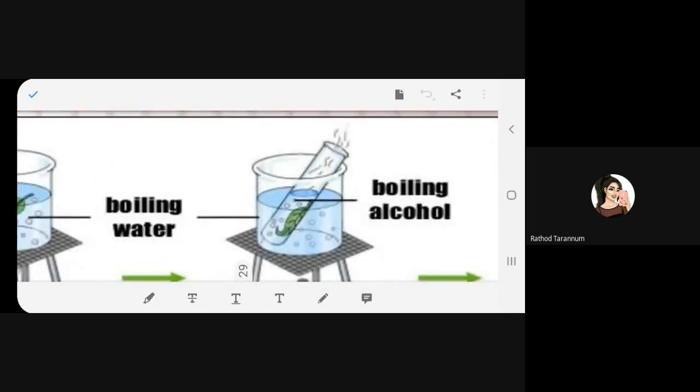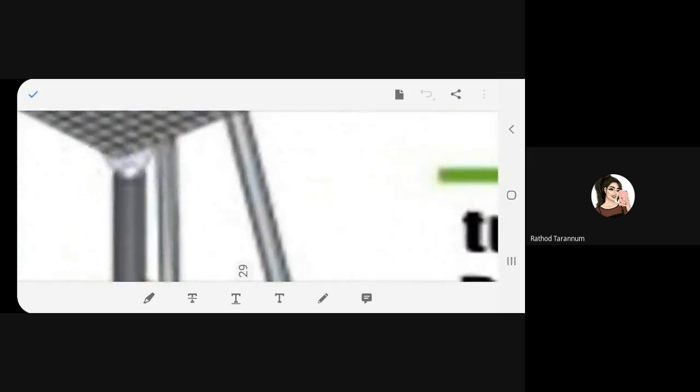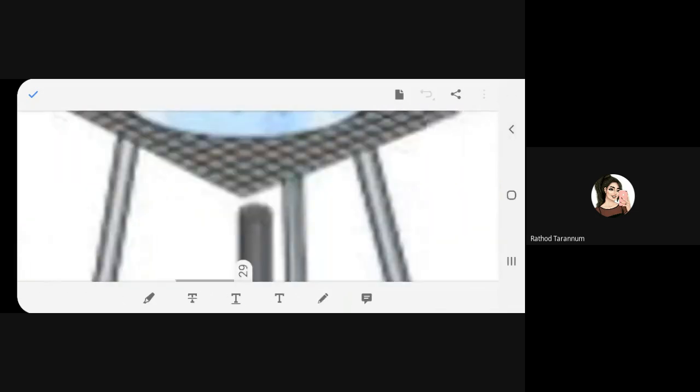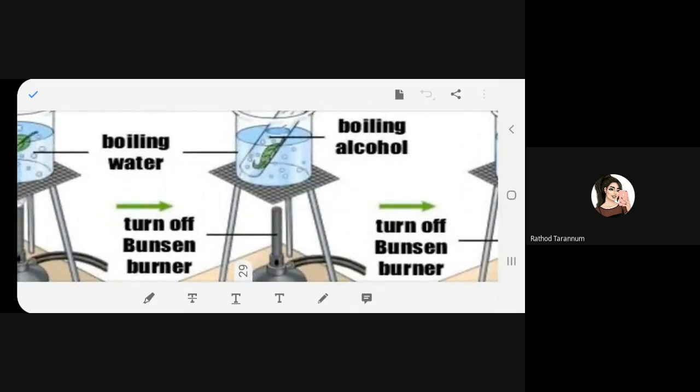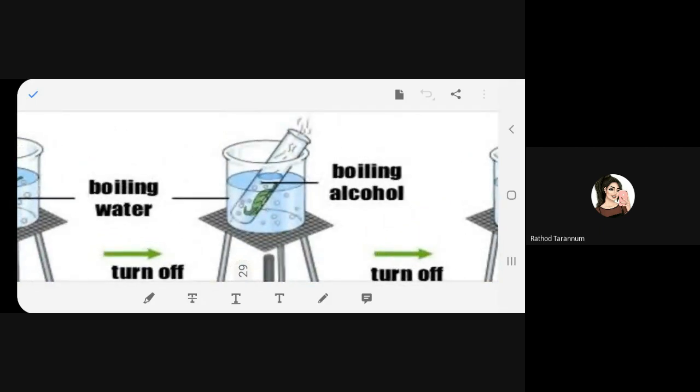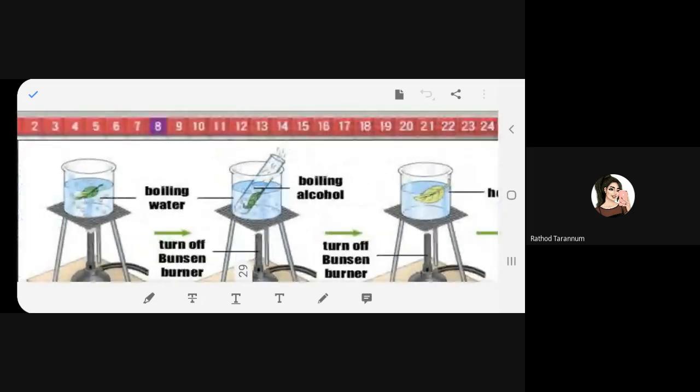When putting the spirit in here, can you see the fumes coming out? Because alcohol is inflammable, it catches fire. So observe over here, you can see the flame is on. Now can you see any flame? No. We turn off the Bunsen burner. Why? Because when you boil it, the alcohol starts boiling and it may catch fire. It is accidental, so we put off the fire.